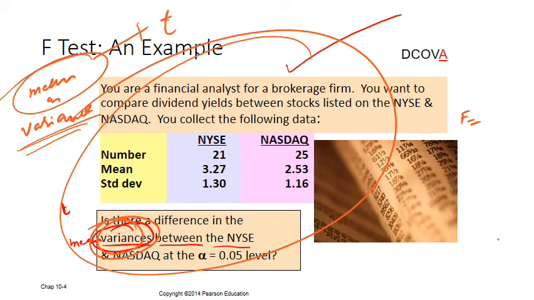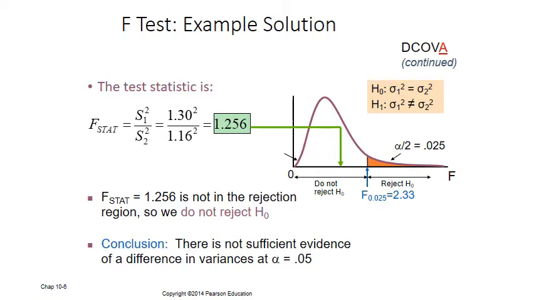So we are given everything. Here you can see F stat equals S1 square over S2 square. S1 square is 1.30 and S2 square is 1.16. We can substitute and we get F stat 1.256.